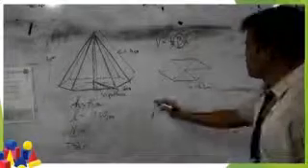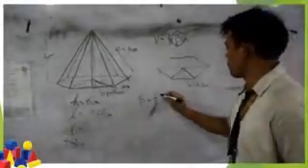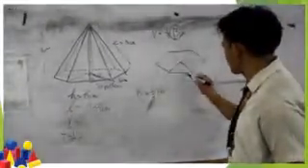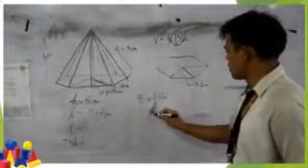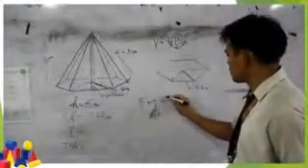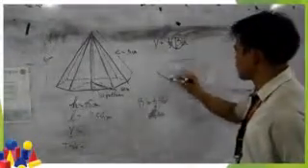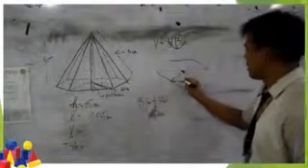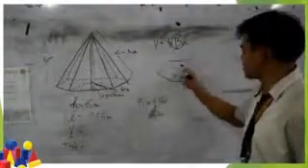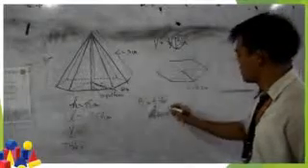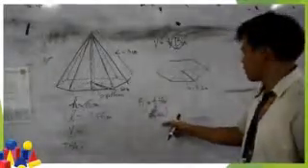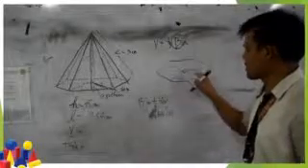Now, since this is our triangle, the base area of the triangle is 1/2 BH. But in this case, the height of this triangle is the apotem, so we can replace H here with A. But since there are n triangles here, there are 6 actually, but n in general, we have to multiply this area by n number of triangles.